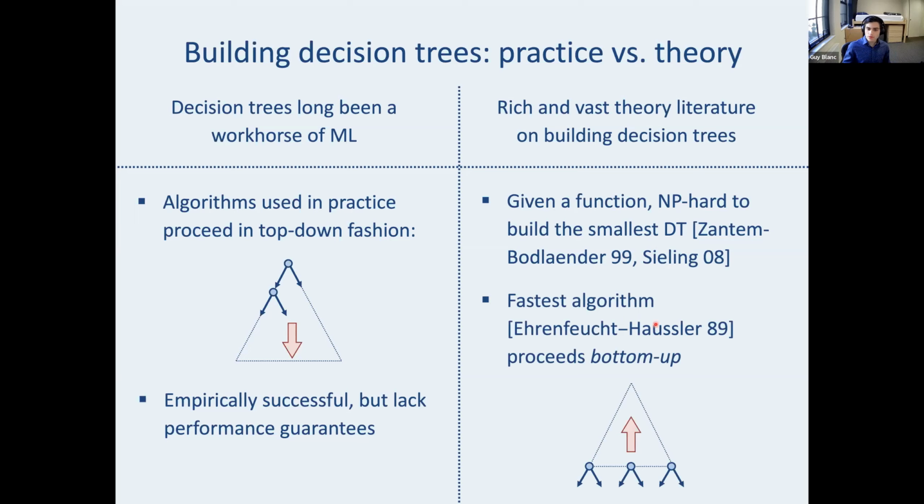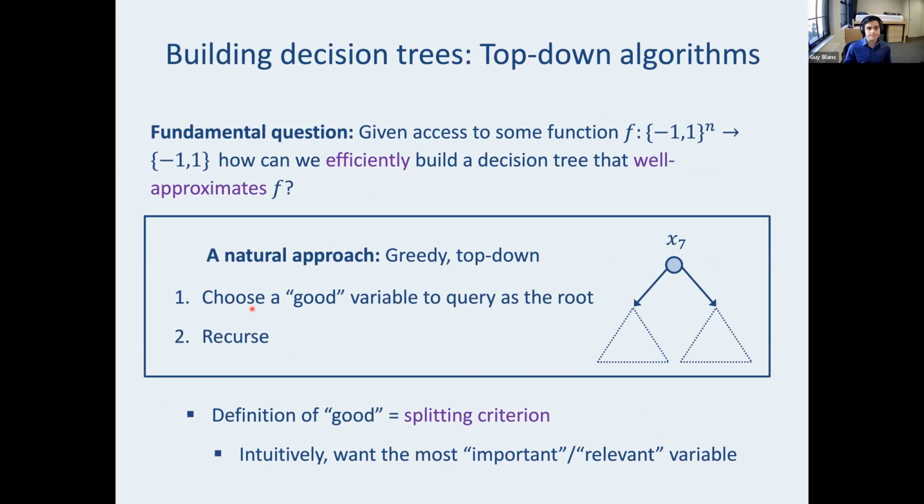But for example, the fastest algorithm, which is also used in a learning setting for building decision trees, Ehrenfeucht-Haussler, proceeds bottom up. So before it knows what to put at the root, it first has to check everything beneath it. So it's very different between these two. And this disconnect will motivate us in our search for algorithms with provable guarantees, but that look more like these top-down algorithms, and we'll then get some nice applications of that.